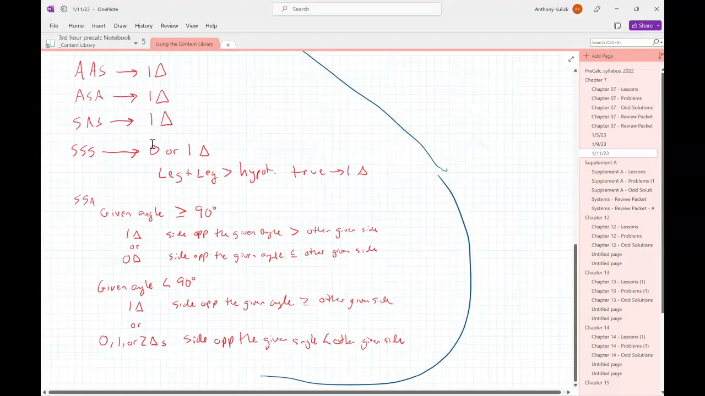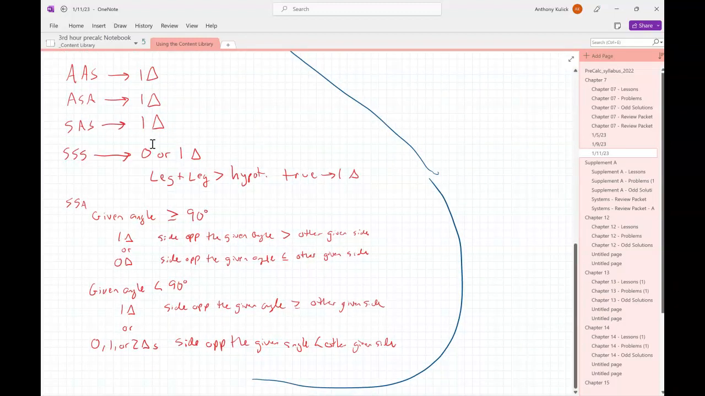Yeah, sure. It's also in the OneNote, as I'm writing it right now. So you could always go into your OneNote and look in the content library for today. It's there at the same place. But if you want to take a picture, that's fine too.